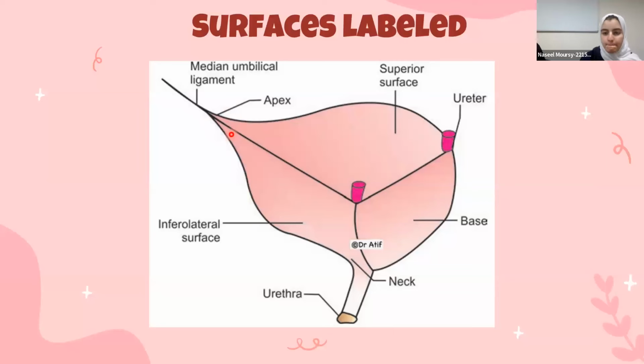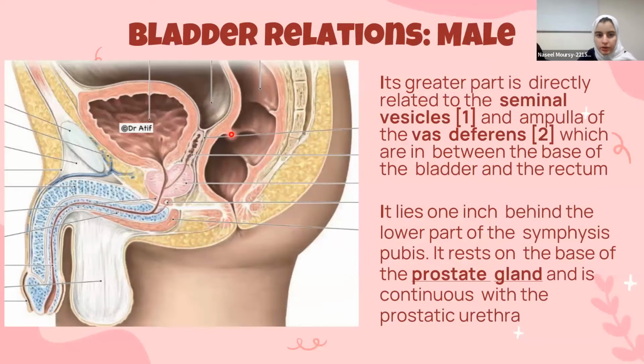All right. Did you guys understand the surfaces? Okay, great. Now we'll talk about the bladder relations again, comparing male to female. There's a lot of text, but don't worry, guys, it's fine. It's very simple actually. So looking at the bladder, in males, posterior to it, what do we have here mainly? It's actually written.